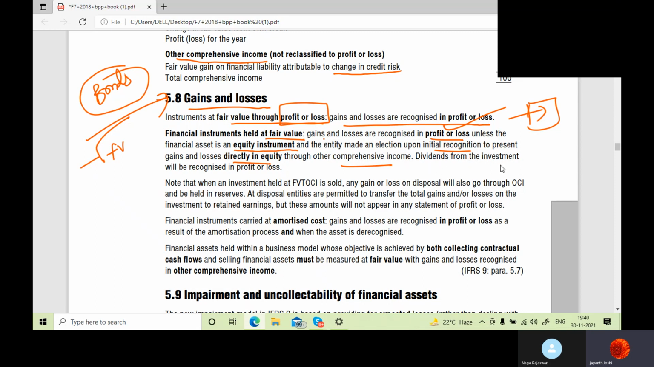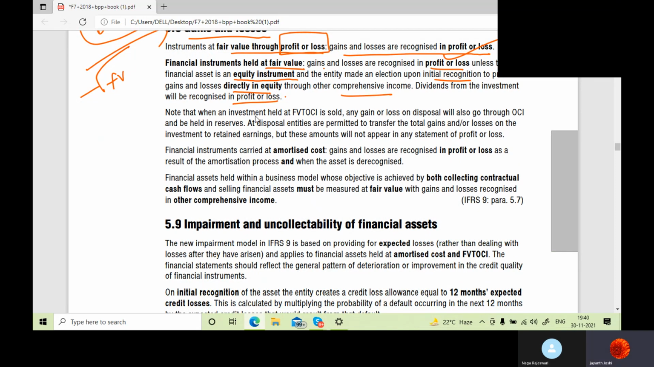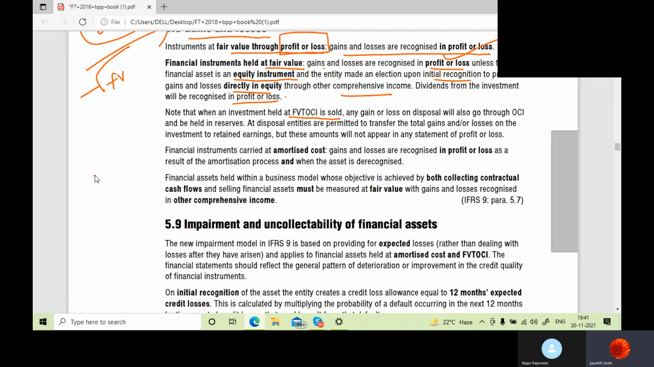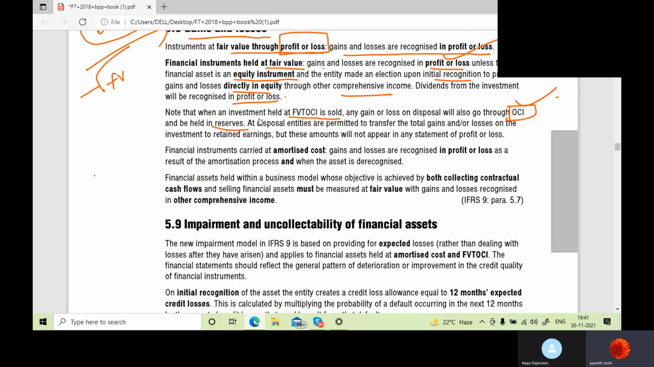Dividends from investment will always be investment income, recognized in the statement of profit or loss. Now there's a note: when an investment held at this is sold, that means it is a security which is held for some period of time and you want to sell it, then gain or loss on disposal will also go through OCI and will be held in reserves. At disposal, entities are permitted to transfer the total gains or loss on the investment to retained earnings, but these amounts will not appear in any statement of profit or loss. So directly you will transfer it to retained earnings.